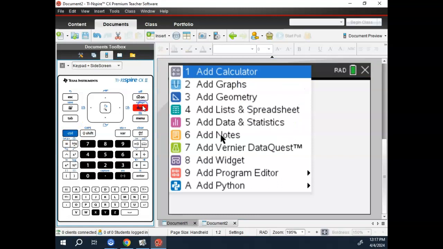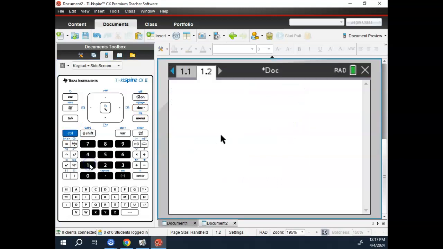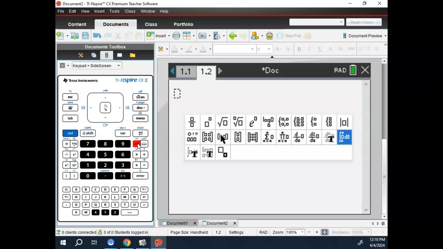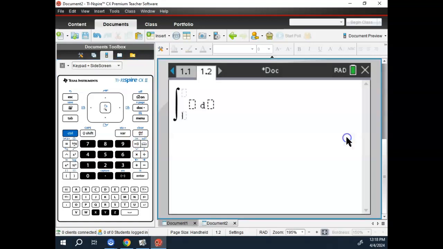So I'm going to press control, add a page, add a calculator, and I want to do the integral. Y'all told me you liked the little button better than the menu, which is fine. So this little button next to 9, it's probably because y'all have better eyes than I do. And then this little thing here, we're going from 0 to 8.